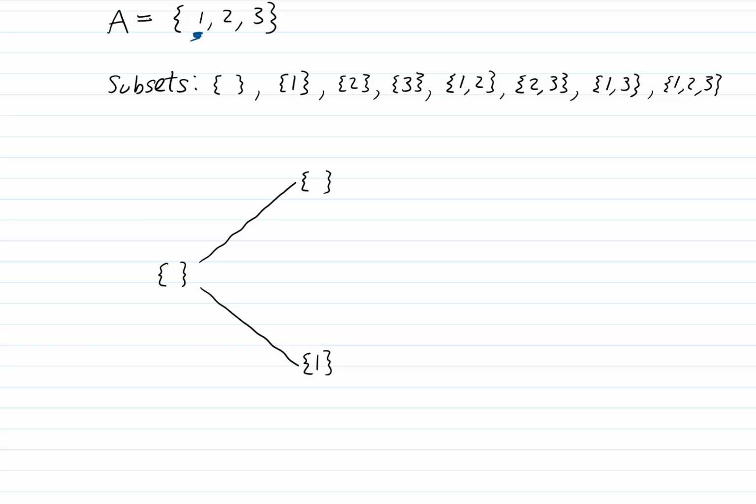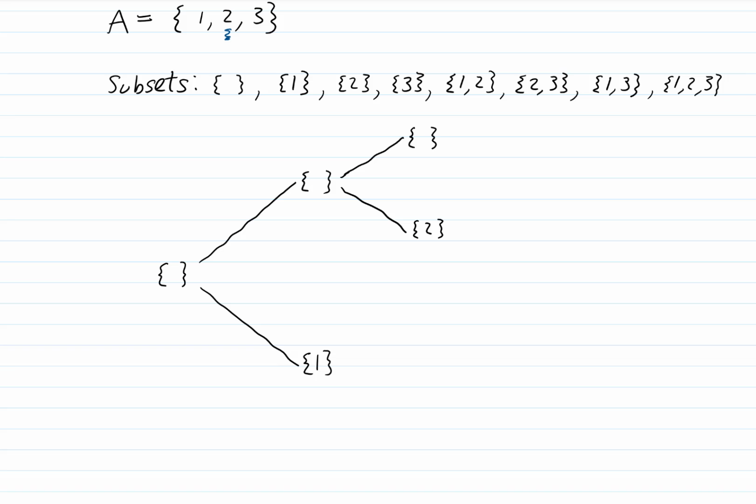Now, for each of those, now we go to the number 2. And we say, should we include the number 2? For each of those 2 that I have so far. Okay? If I include the number 2 here, oh, I should stick with the same pattern. If I do not include the number 2, then that would still be the empty set. If I do include the number 2, then that one up there becomes this set.